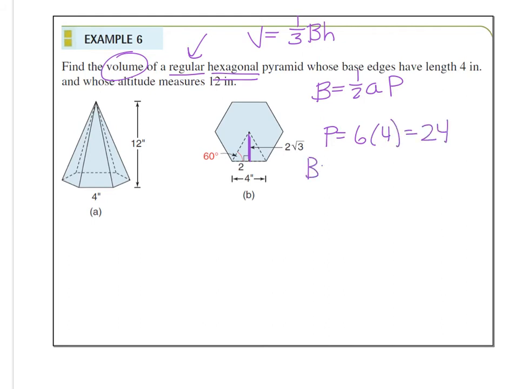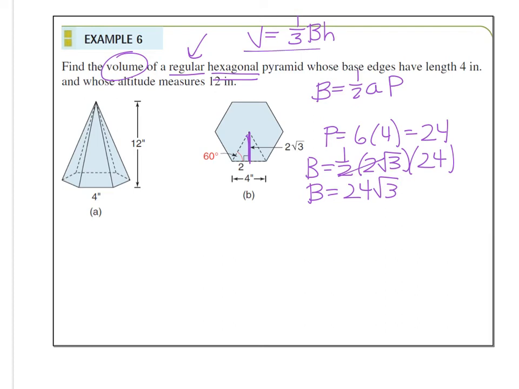So when I plug in for my area of the base, I get 1/2 of my apothem, which is 2 root 3, because that comes from right here. And then I'm multiplying that by my perimeter of 24. Those will actually cancel out, and I'm left with 24 root 3, and that's for my base.